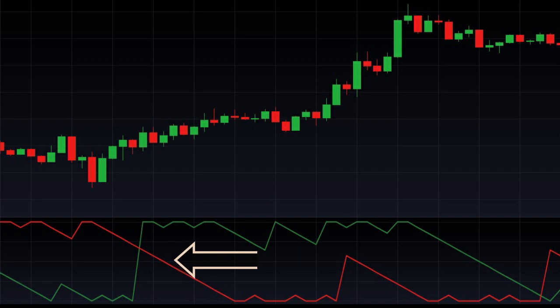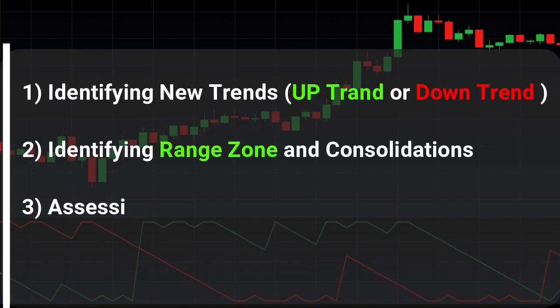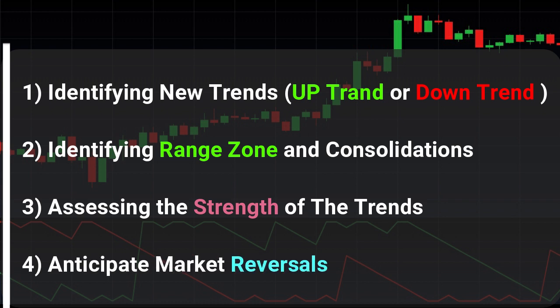So finally, traders can use the technical indicator Aroon for: first, identifying new trends, uptrending or downtrending; second, identifying range zones and consolidations; third, assessing the strength of the trends; and last, anticipating market reversals.